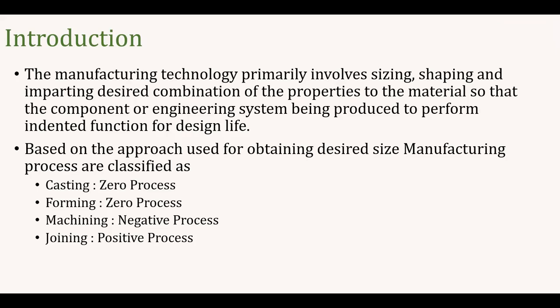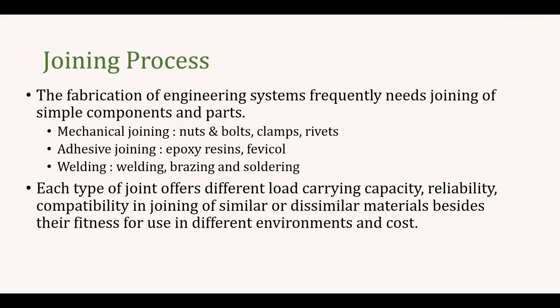Whereas in the machining operation, we remove material from the raw material to get some desired shape. Since we are removing material, it is called a negative process. And finally, coming to the joining process, we add material over the raw material, so it is called a positive process.